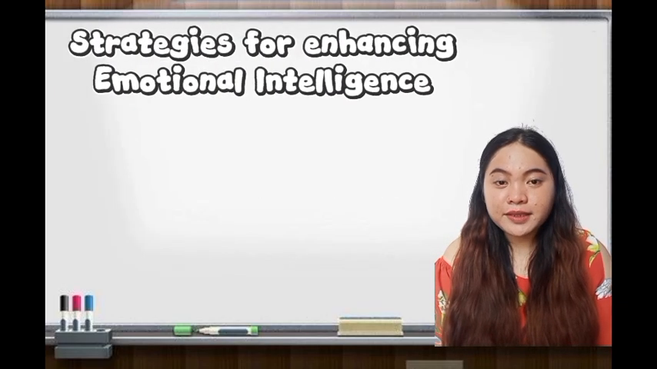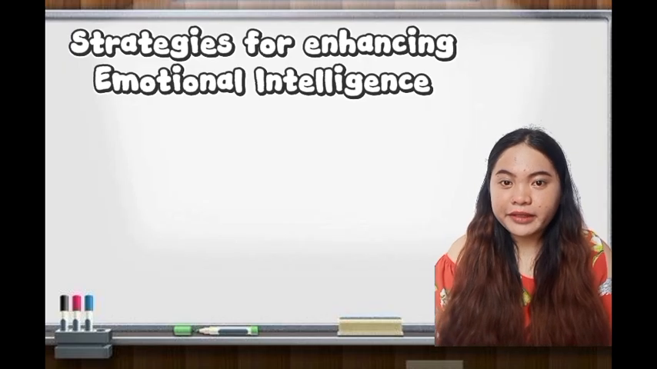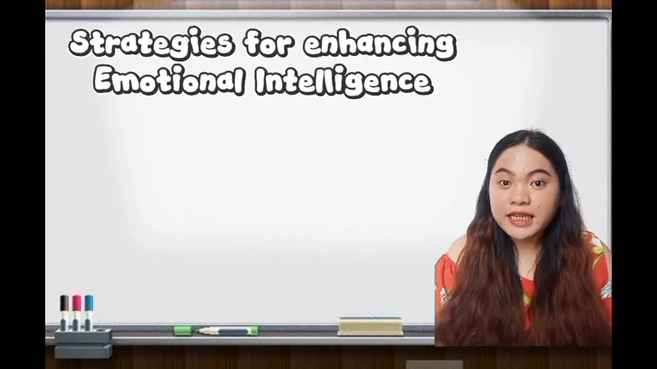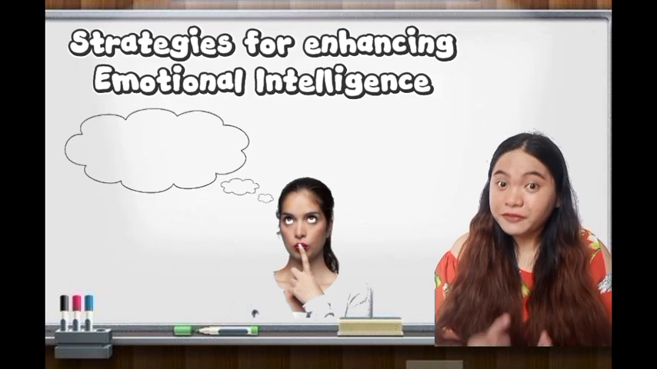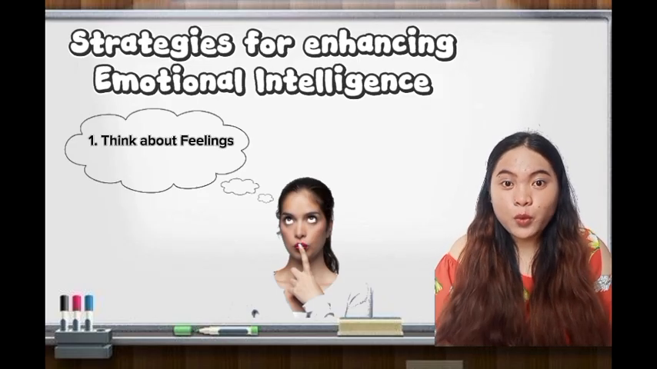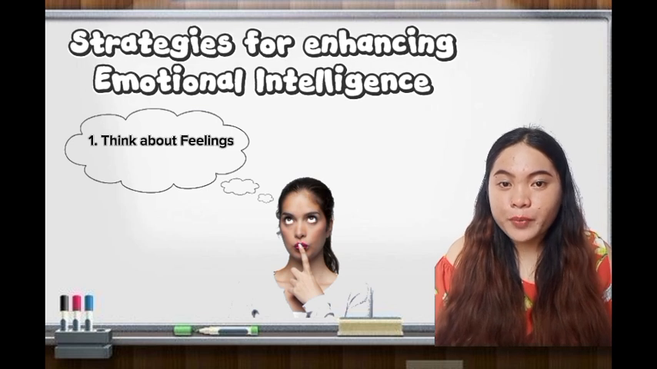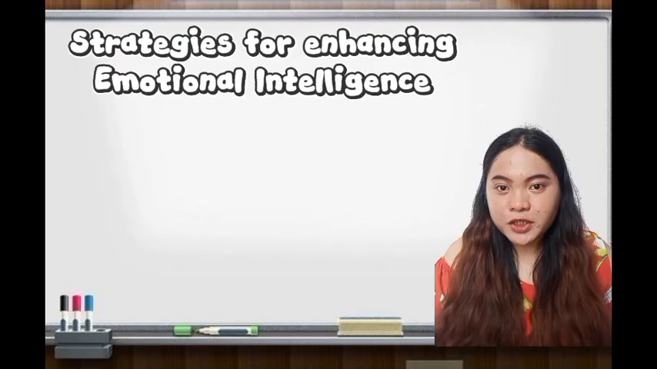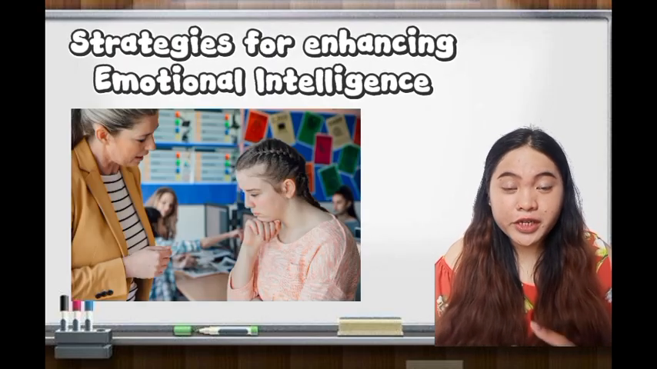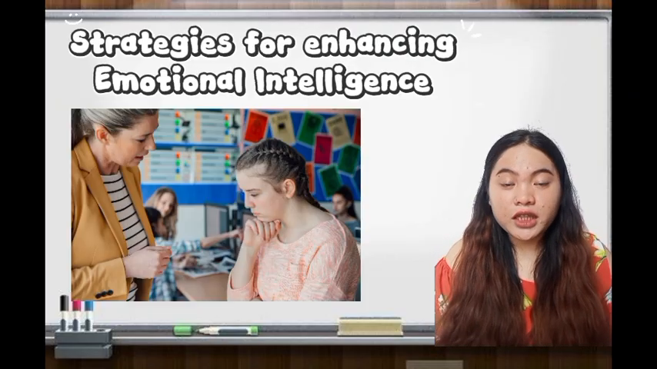Strategies for enhancing emotional intelligence, according to Goleman 1995. He laid down ways of enhancing emotional intelligence in the light of understanding, and first, think about feelings. A person has to be sensitive to one's and others' feelings to come up with the right manner of approach or appropriate response. For example, a teacher has to be aware of his or her student's background or situation that may trigger negative emotions.